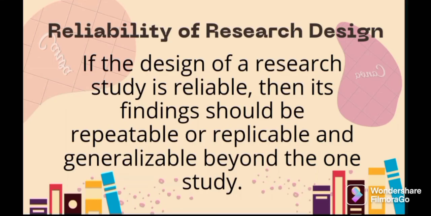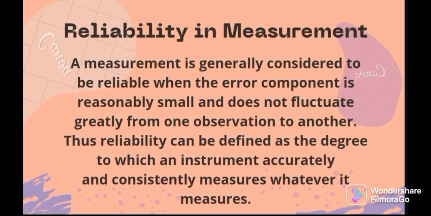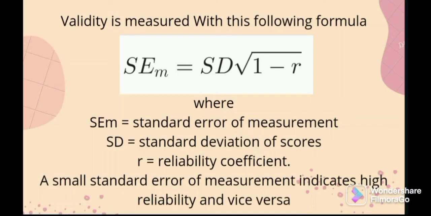The reliability of research design. If the design of a research study is reliable, then its findings should be repeatable or replicable and generalizable beyond the study. Reliability in measurement. A measurement is generally considered to be reliable when the error component is reasonably small and does not fluctuate greatly from one observation to another. Thus, reliability can be defined as the degree to which an instrument accurately and consistently measures whatever it measures. Reliability is measured with the following formula.